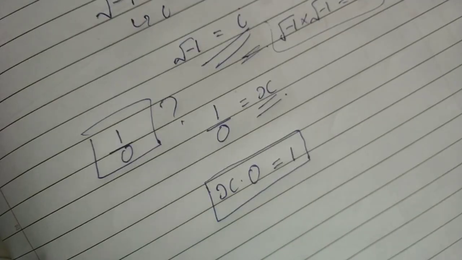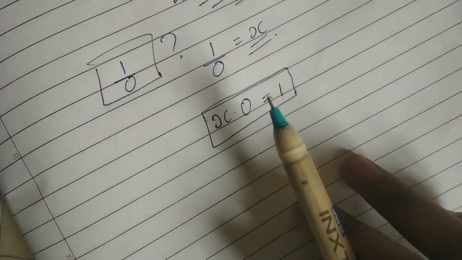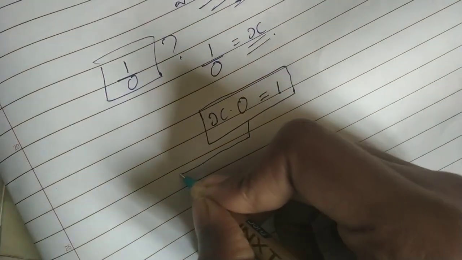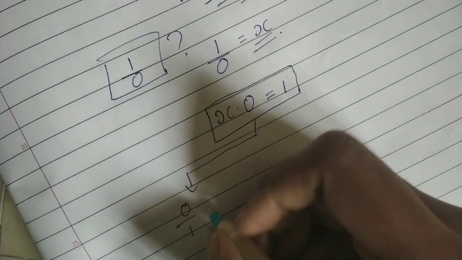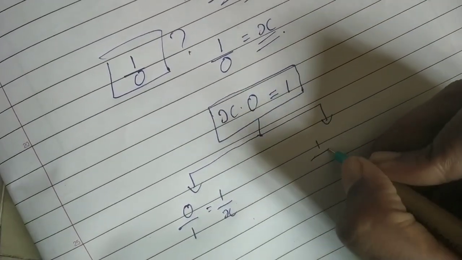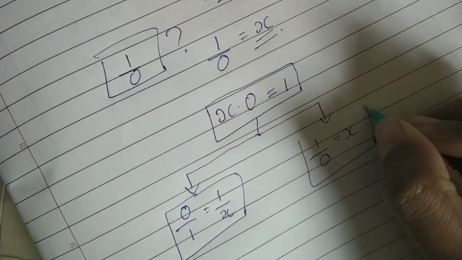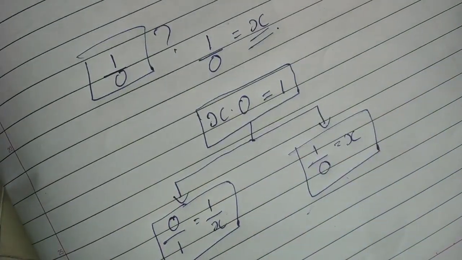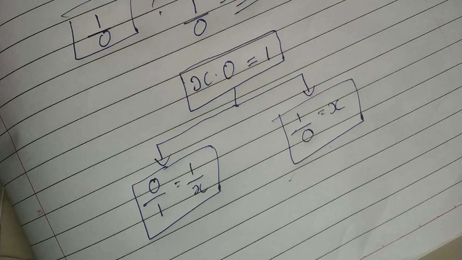But it comes with a simple problem, which is that if we are using this theory in any equation, then we must say that 0 by 1 equals 1 by x and 1 by 0 equals x. If we are using x in an equation, then these two rules must be followed. If we follow these two rules, then this theory is perfectly fine with any mathematical formulas.